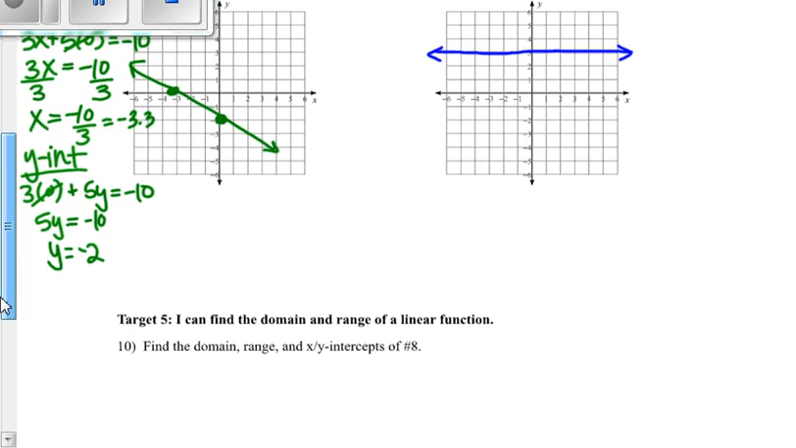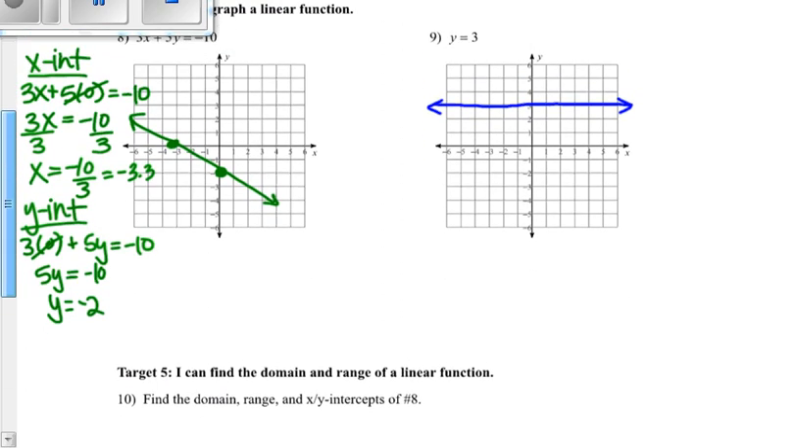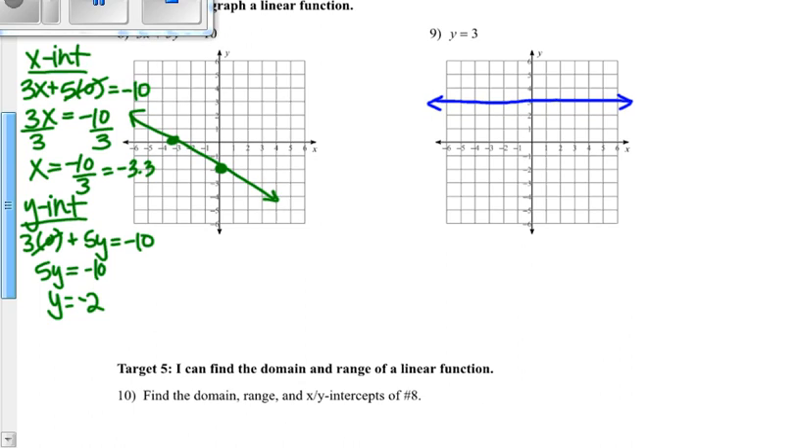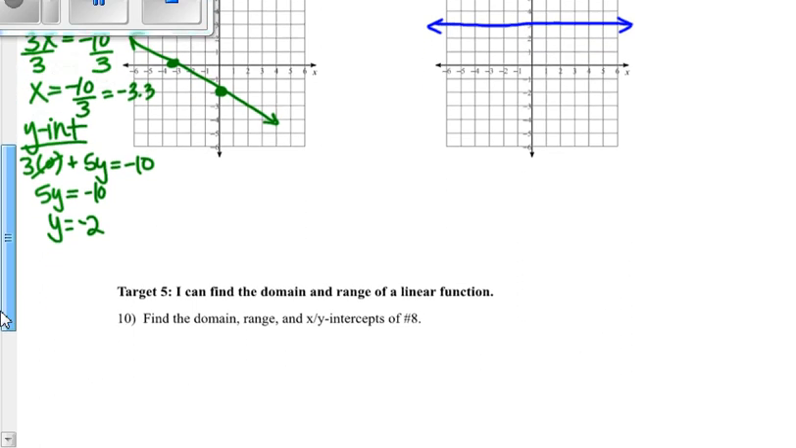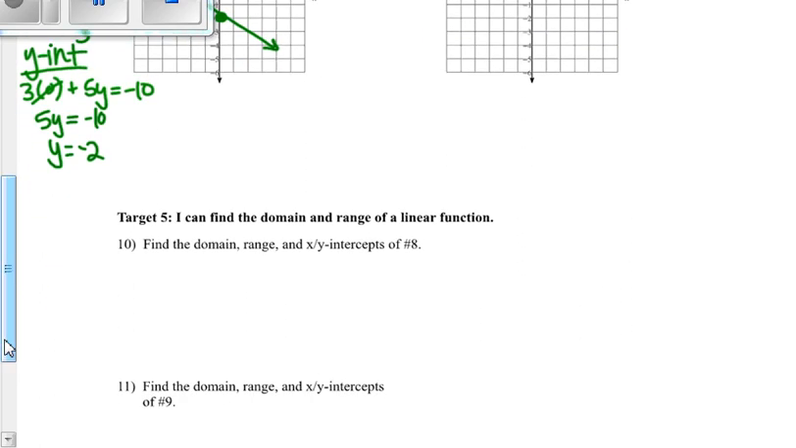The next two questions are asking about these two problems. So I'm going to do a little bit of scrolling here. So in number 10, it says find the domain, range, x and y intercepts of number 8. So let's do domain and range first.